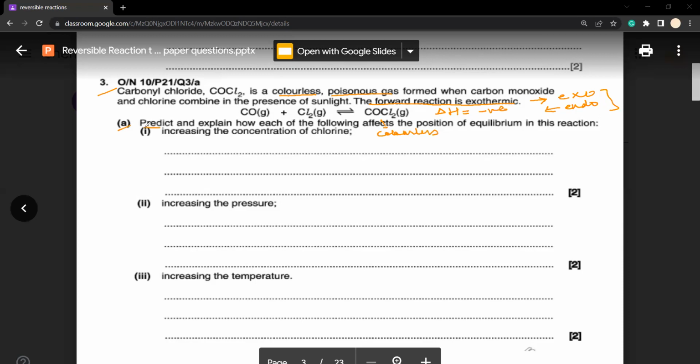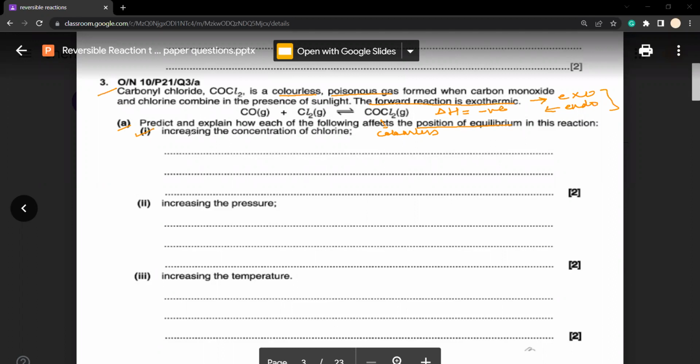Normally these types of questions come with the words predict and explain. You have to predict which direction the reaction will go if you bring changes in concentration, pressure or temperature, and then you have to explain your prediction. If you say it will go in the forward direction, you have to state why. If you say it will go in the backward direction, you have to state why. So here comes predict and explain how each of the following affects the position of the equilibrium. They are talking about whether the reaction is going to go forward or backward.